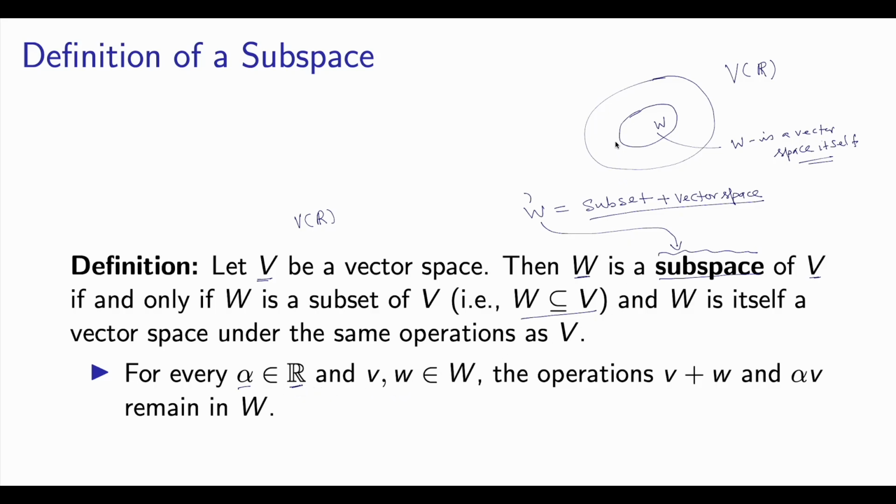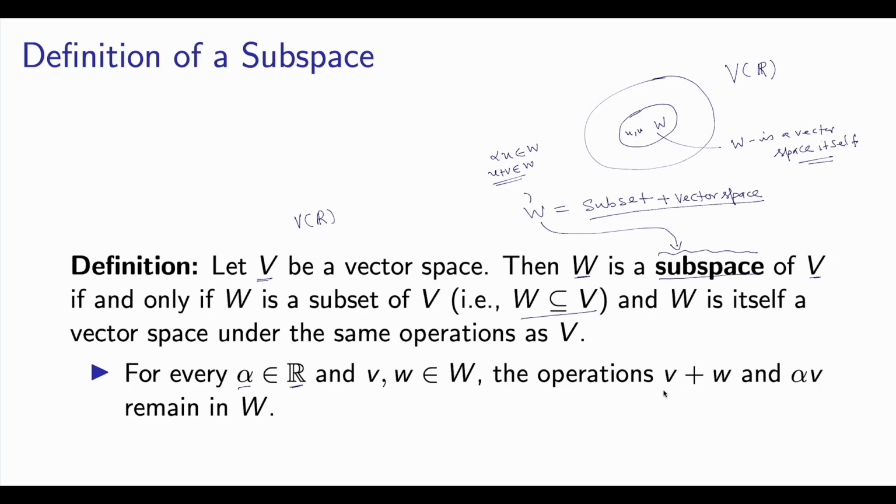and any two elements u and v belonging to W, alpha times u belongs to W, where alpha belongs to the real numbers, and W is closed under vector addition. So u plus v must belong to W, right? So these are the two properties.